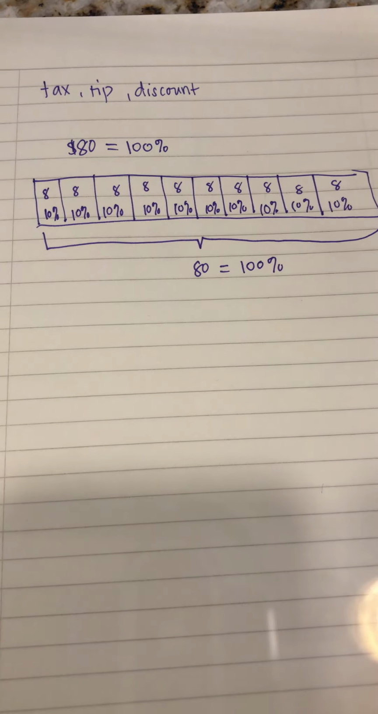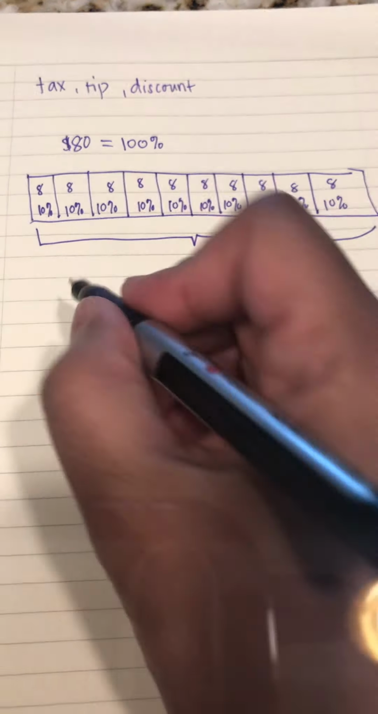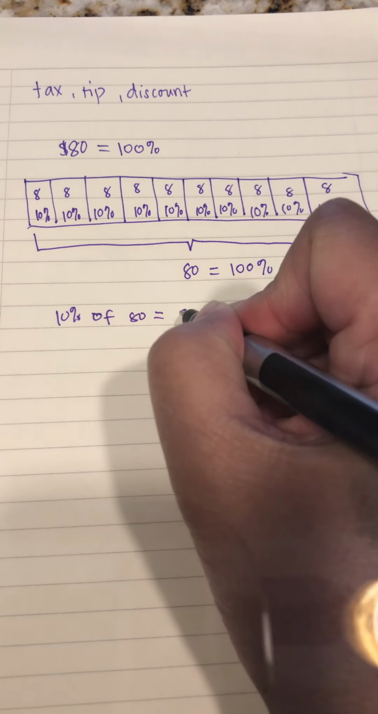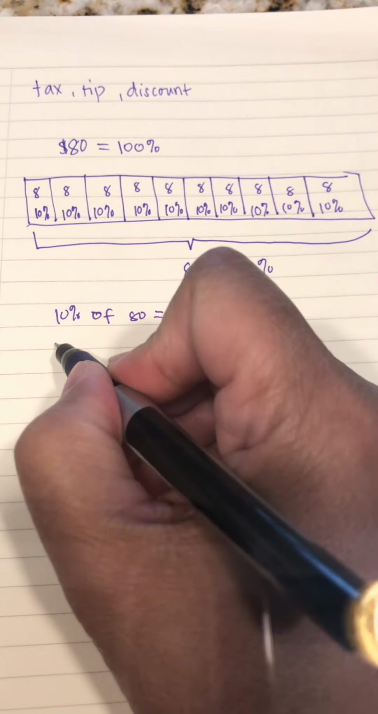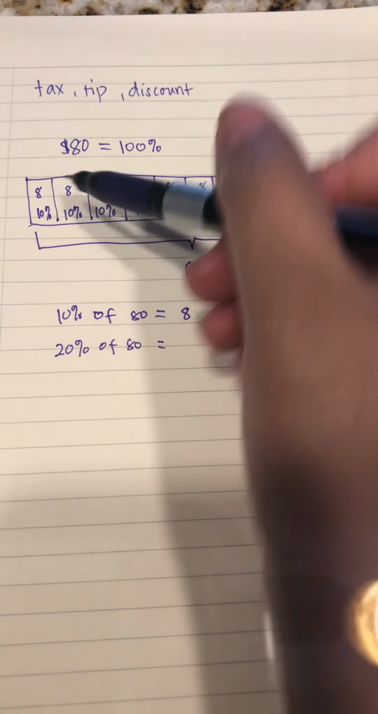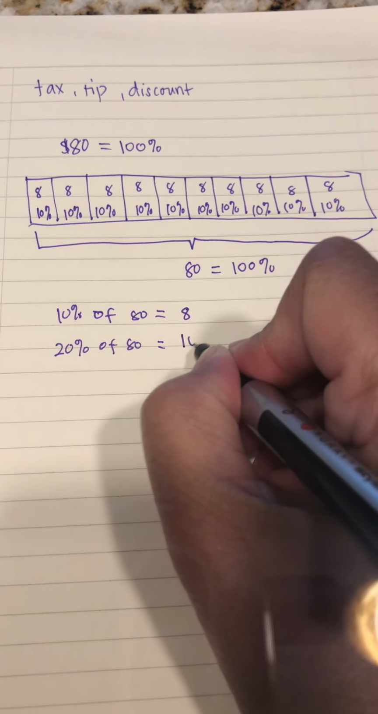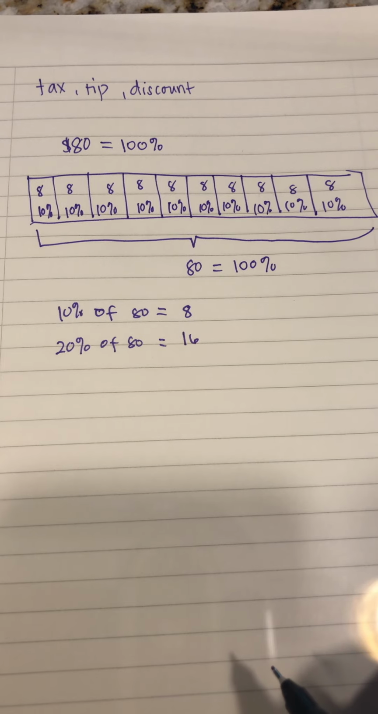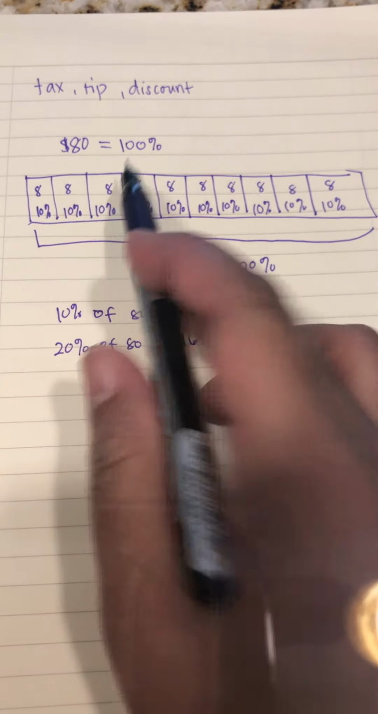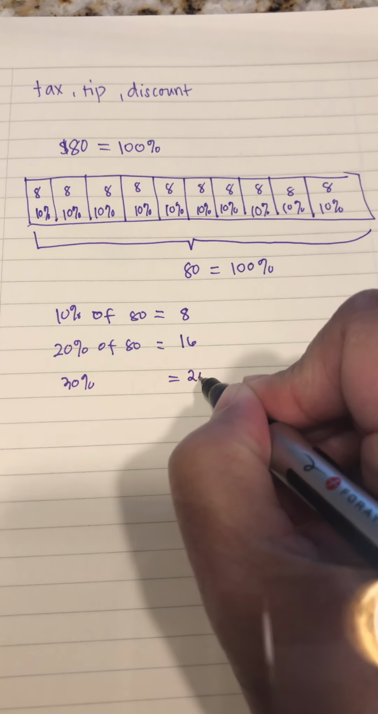Okay? So from that drawing, what is 10% of 80? 10% of 80 is equal to 8. Well, how about 20% of 80? That would be 2 of them, so that gives you 16. How about 30%? That gives you 3 of them, so my 30% is going to be 24.